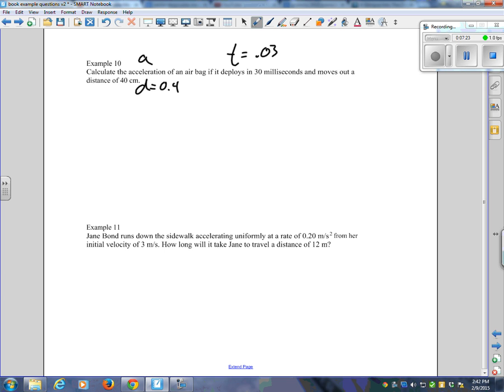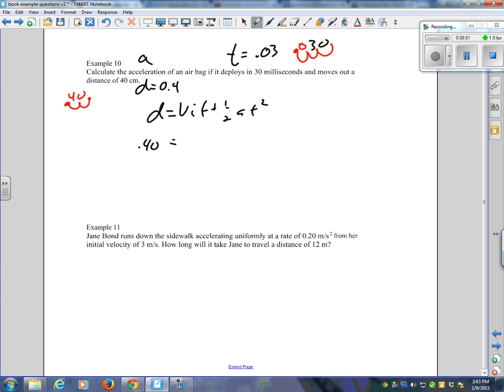So really, this one's more about changing units. 30 milliseconds, 30 divided by 1,000 means moving the decimal 3 places: 1, 2, 3. And 100 centimeters is a meter, so that's going to be 40 divided by 100, decimal 4. So once you've got that, it's just a matter of going d equals vit plus 1/2 at squared.